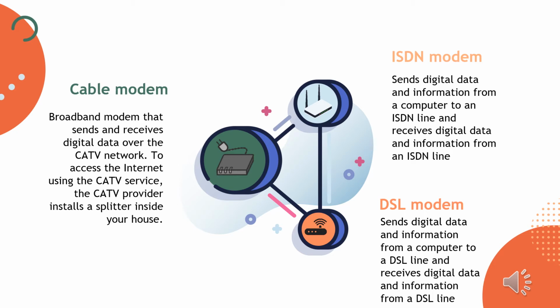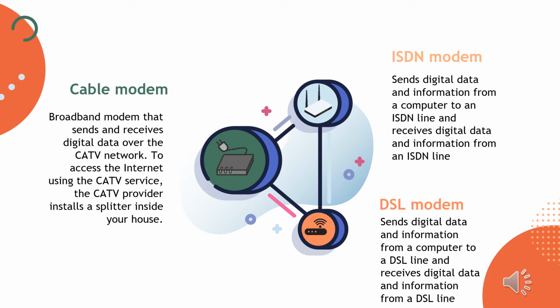To access the internet using the CATV service, the CATV provider installs a splitter inside your house. From the splitter, one part of the cable runs to your televisions and the other part connects to the cable modem. Many CATV providers include a cable modem as part of the installation. Some offer a rental plan and others require that you purchase one separately.